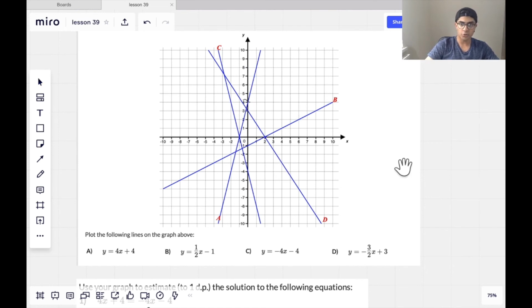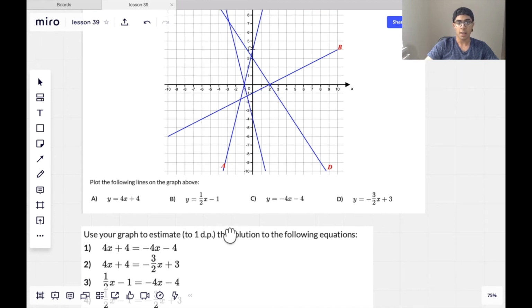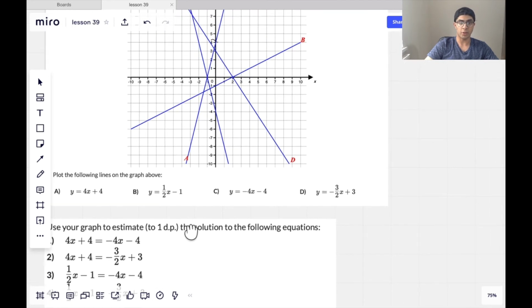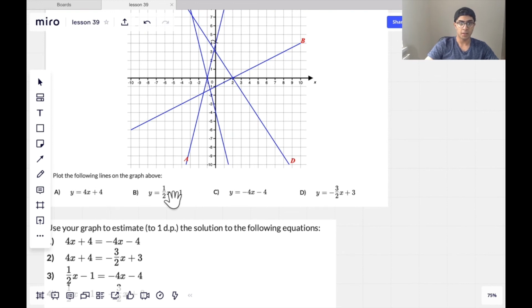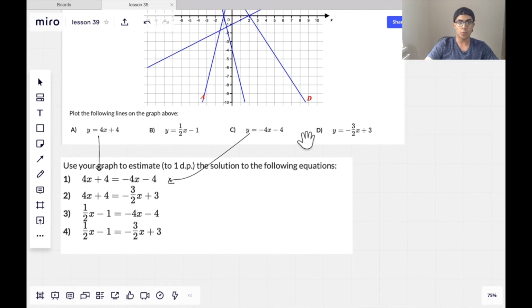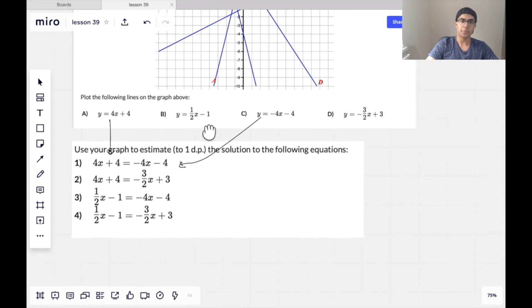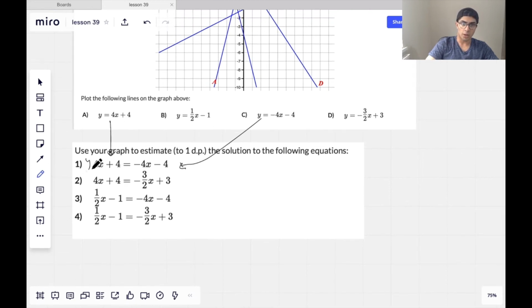Now we also use these plotted lines to find the solution to these. And the way to think about this is, the equation of a line is this. So let's do question 1. This is asking us to find the solution to, on the left hand side, this is A and this is C here. And if we think about when we equate them to each other, we have 4x plus 4 equals that.